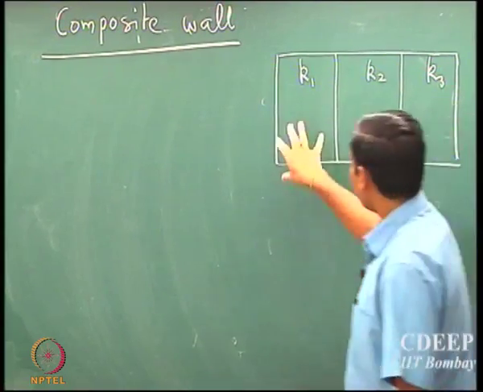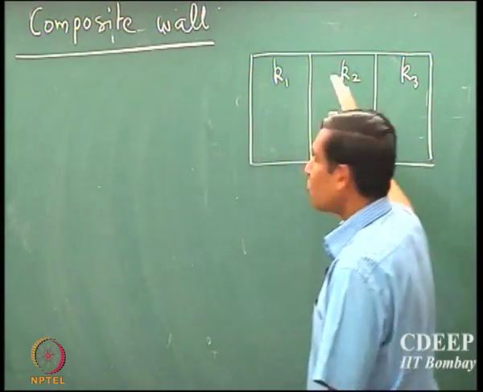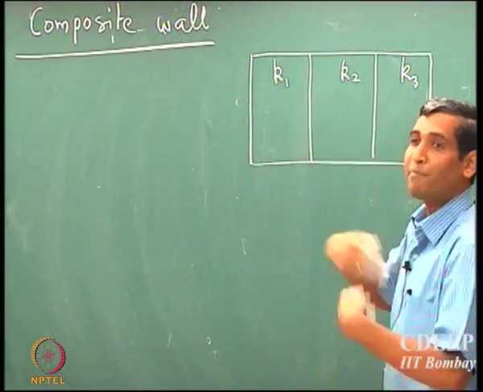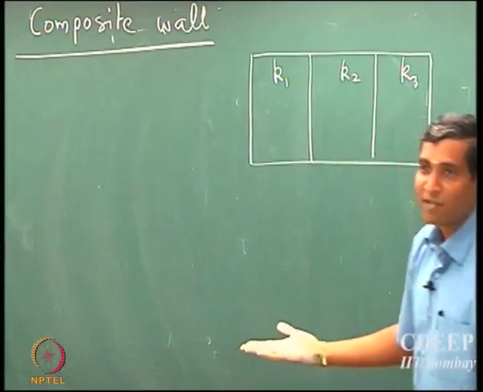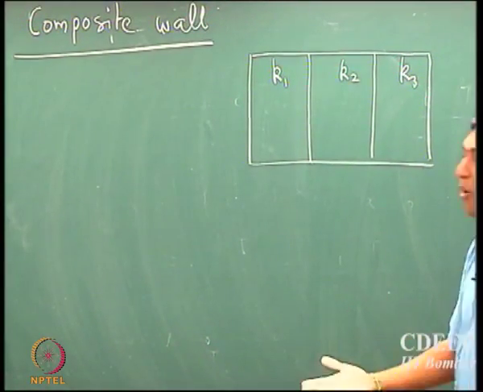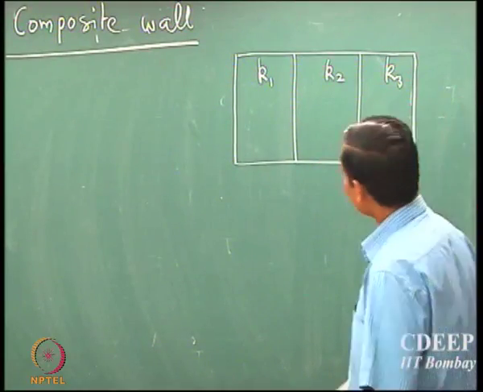You could imagine that you might want a certain material which is exposed to the hot fluid, but you don't want the second material which has better conductivity to be exposed to the hot fluid, because there could be some reactivity with the fluid. So in order to avoid that, it's a very common practice to design these kinds of composite walls.